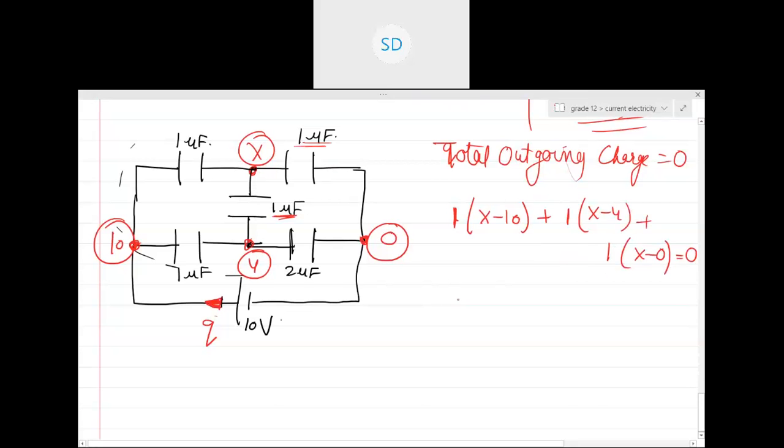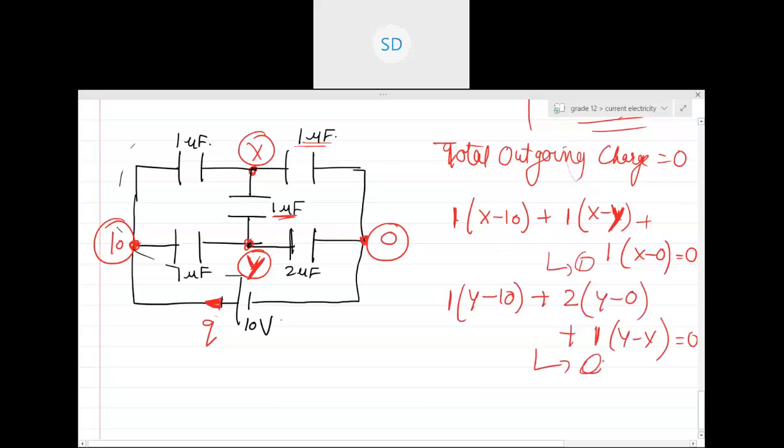Yes or no? Hey, this is not x minus 4, this is y. My bad. This is x minus y. Okay. This is your one equation. And the second equation will be 1 multiplied by y minus 10, plus 2 multiplied by y minus 0, plus 1 multiplied by y minus x. So from these two equations, we get the value of x and y in volts. Is this clear?